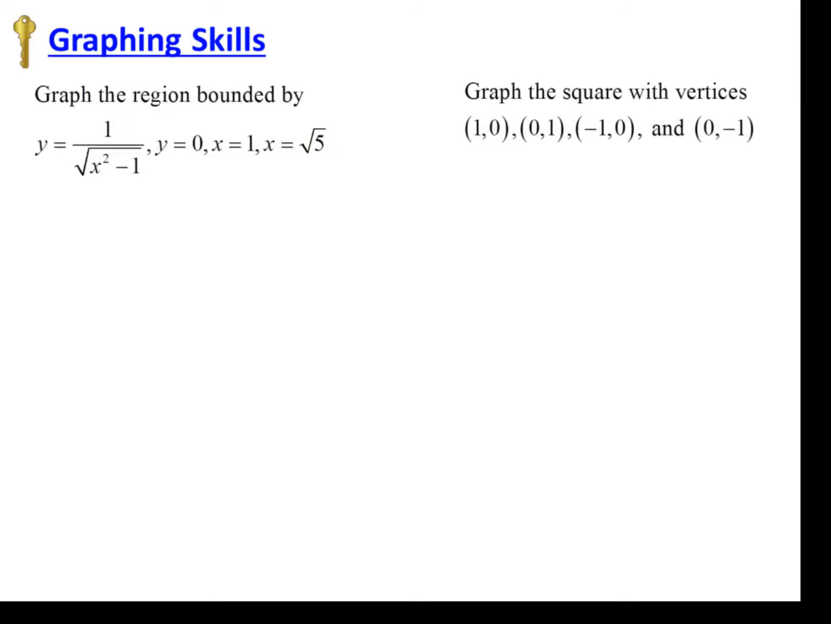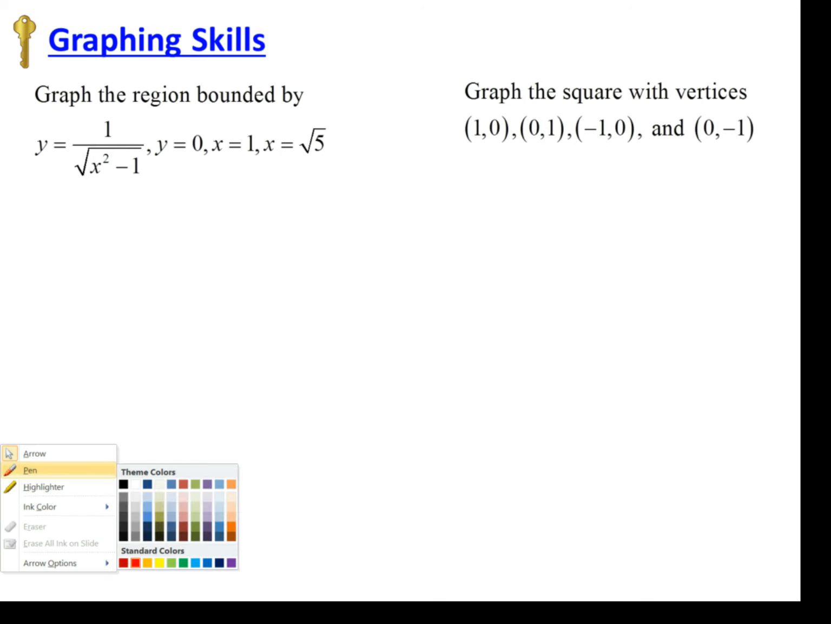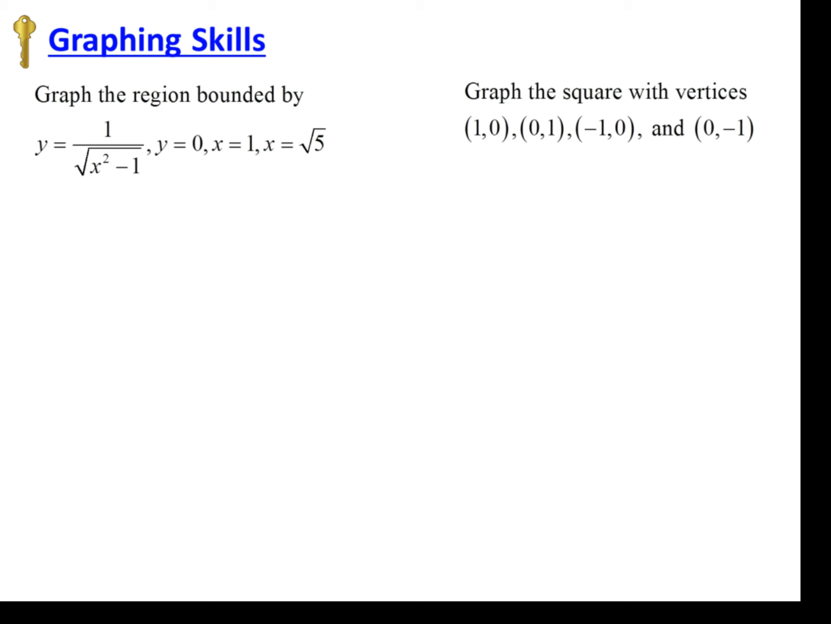Okay, so let's start. Graph the region bounded by y equals 1 over the square root of x squared minus 1, y equals 0, x equals 1, and x equals root 5. This was a problem from the final exam, given last semester, I believe. Right in the beginning, this wasn't the whole problem, of course. This was the beginning part of the problem. And then what we do with this region is we revolve it around some axis, and then we go find the volume. We'll be doing that starting next week.